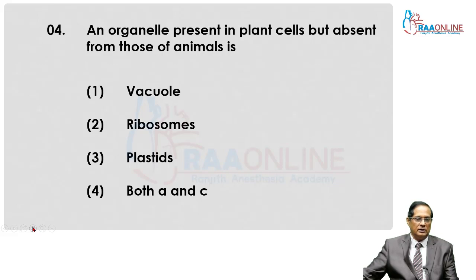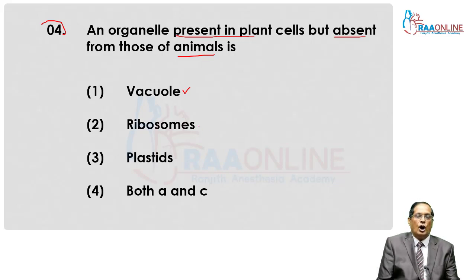Question 4 is based on the comparison of plant cell with the animal cell. An organelle present in plant cell but absent in animal cell: large central vacuole is found in plant cell. Ribosome is present in all types of cell. Ribosome is the only structure found in all types of cell, that is prokaryotic cell, eukaryotic cell, plant cell, animal cell, fungal cells.